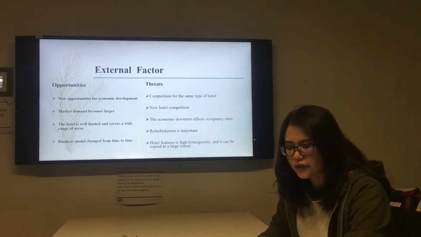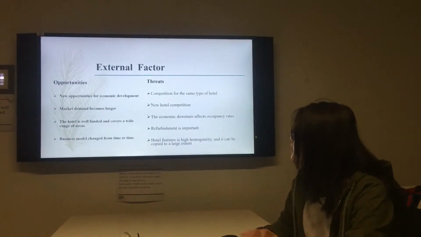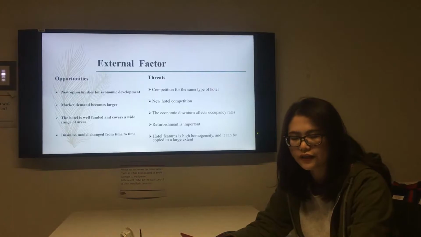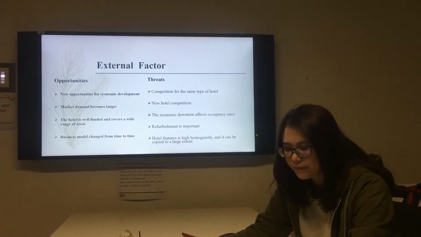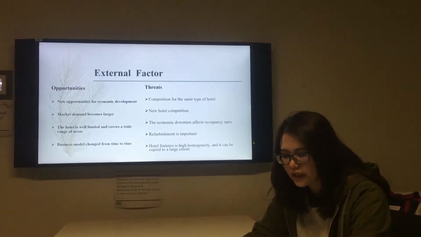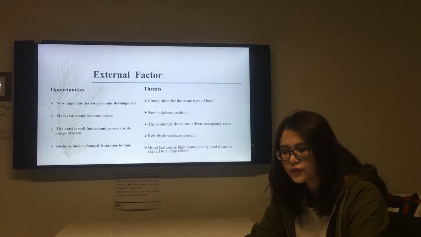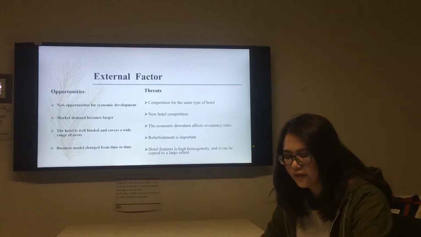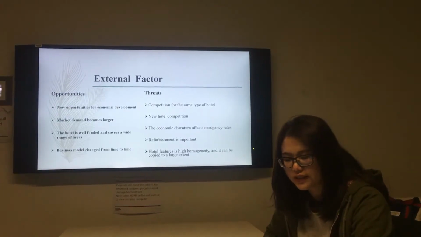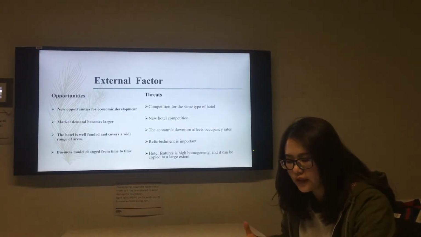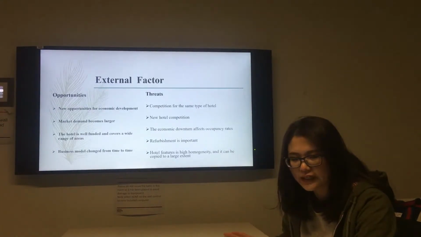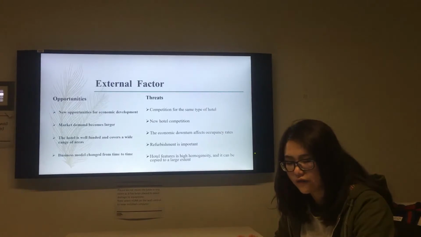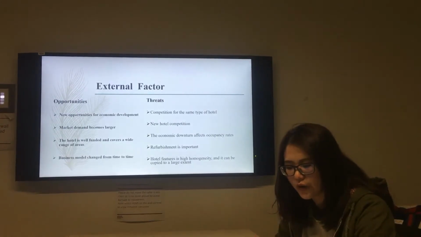The external factors are in two parts. The first is the opportunities, the second is the threats. I'm going to talk about the opportunities for our company first. Intrasia is located on the seafront, so there are lots of beautiful views for the guests to visit. We also have a really short distance to the main shopping center, which also brings shopping benefits for our customers. And there is lots of convenient transportation surrounding our hotel.